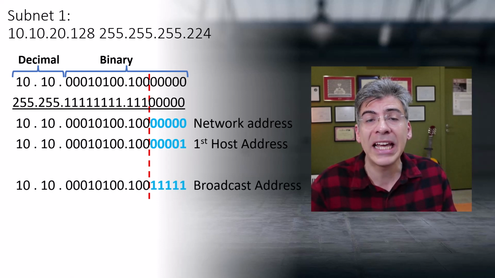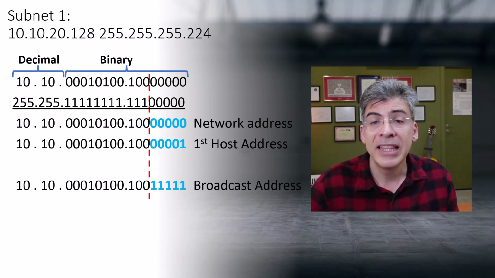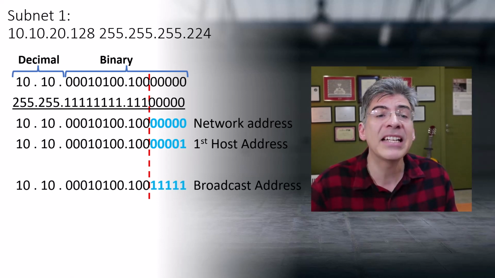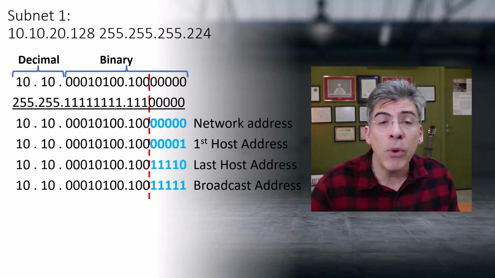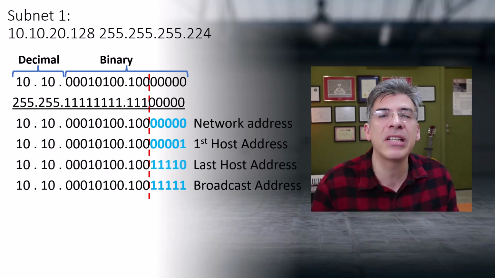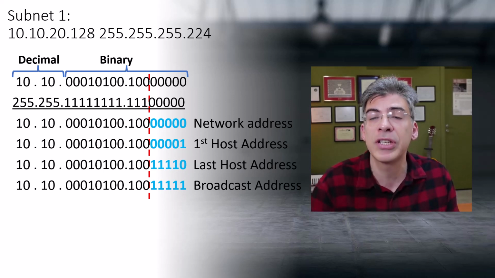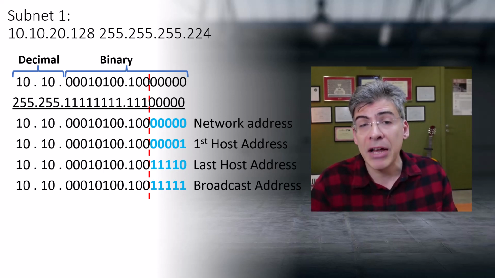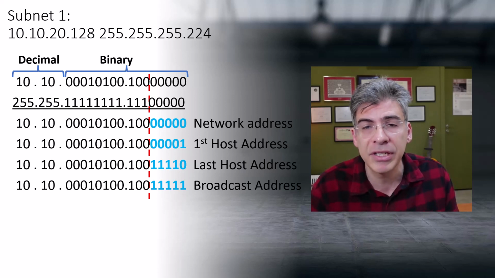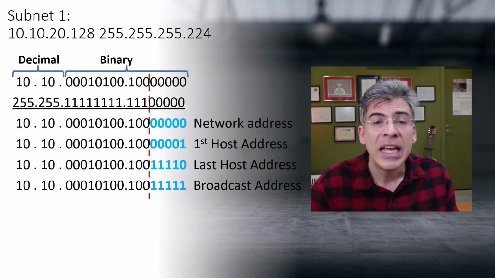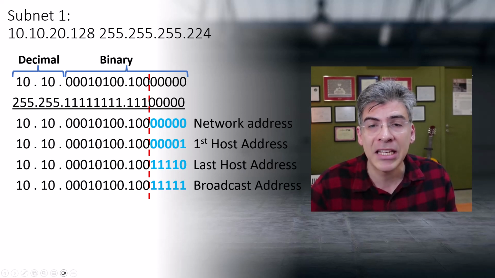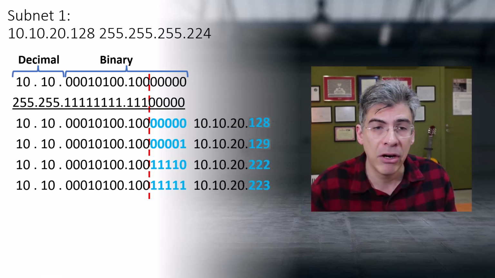Finally, we can now take a look at our last host address. This is now easy to find because it's the broadcast address minus 1. So now we found all of the important addresses in the process of our first subnet. We have the network address, the first and last host addresses, and the broadcast address. The only thing that's left to do is to write them out in dotted decimal format, and here they are.